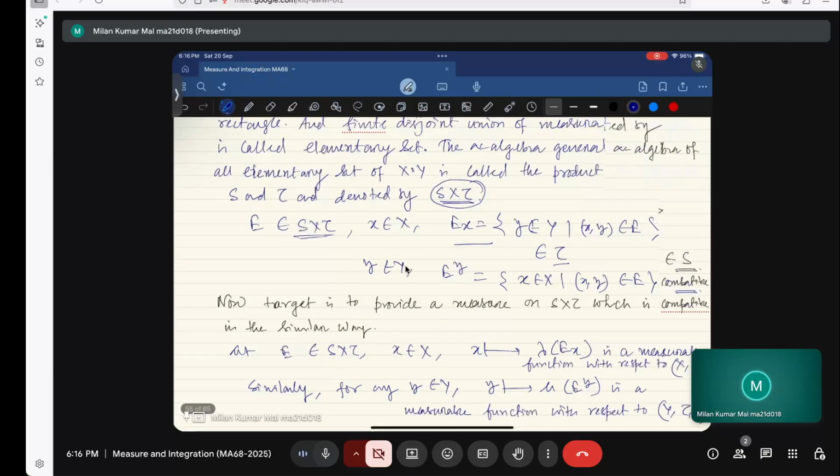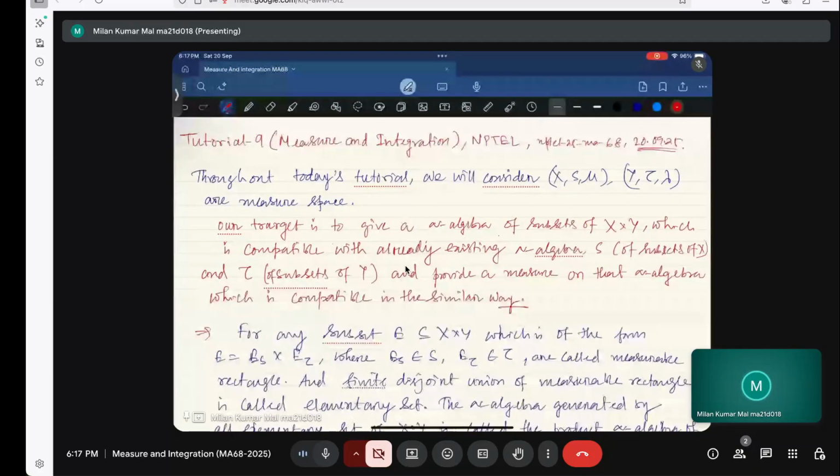Our target is to give a product. So today we will consider these two to be sigma finite measure spaces, because without sigma finiteness there must be some problem. But I will not discuss why there is a problem. Without the sigma finiteness, there will be a little problem.